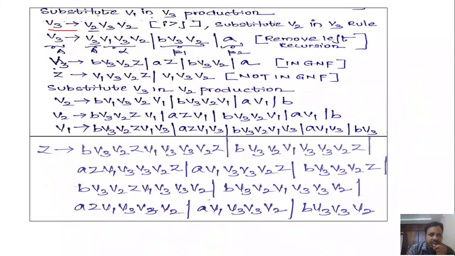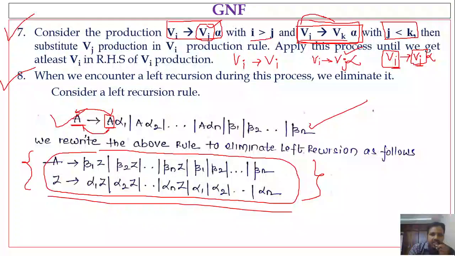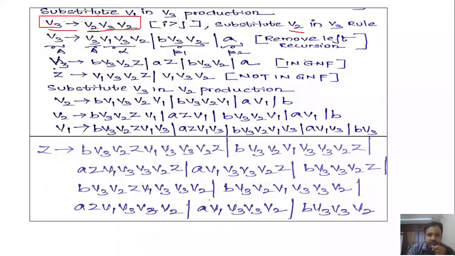So see, these are the steps that we have applied. Substitute V1 in the V3 production. We got V3 denotes V2, V3, V2. And here again I value is greater than J. So what we will do? We will check the V2 production. In that V2 production, this will be considered as J and this will be considered as K. Vj less than Vk, right? So it is satisfying that rule. So we can substitute the V2 value in V3. So the V2 value here we have substituted in V3, right?